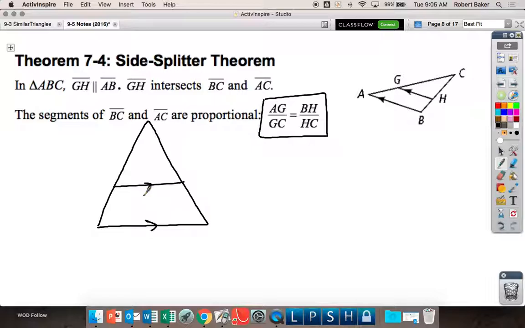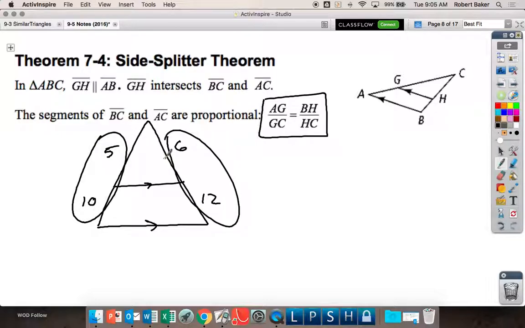Now, if you have a 5 here, and a 6 here, a 10 here, and a 12 here, your proportion is shown to you. You can set up 5 over 10 and 6 over 12. You can do the top over the bottom equals the top over the bottom. That's called the Side-Splitter Theorem.